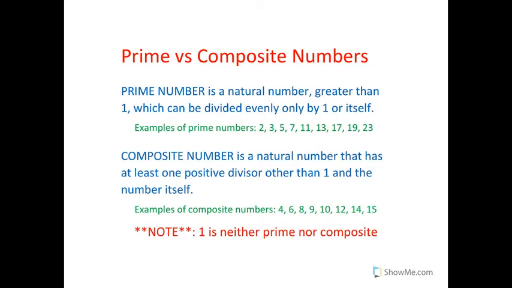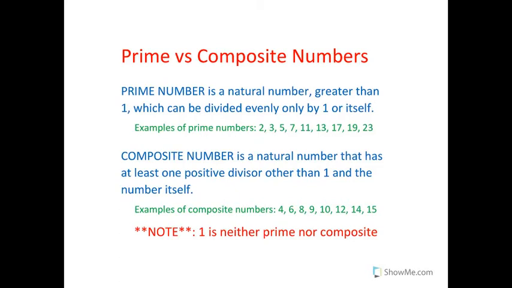Prime versus composite numbers. A prime number is a natural number, and recall, natural numbers are 1, 2, 3, 4, 5, 6, 7, 8, etc. But a prime number must be greater than 1, and it also must be evenly divided by only 1 and itself. So, for example, examples of prime numbers: 2, 3, 5, 7, 11, 13, 17, 19, 23, and of course there's infinitely many. But take 13, for example. You can only divide 13 by 1 or 13, so therefore it is called a prime number.